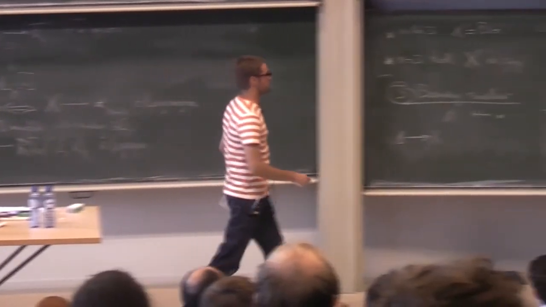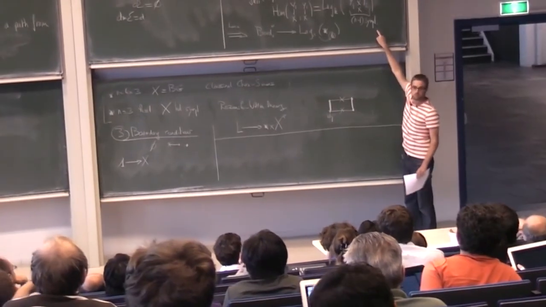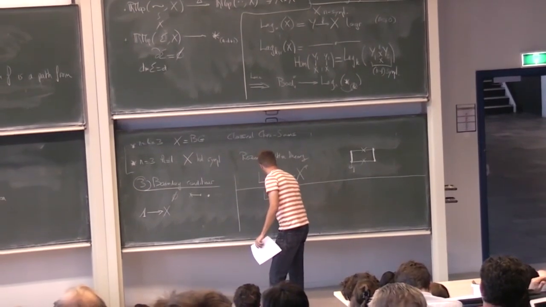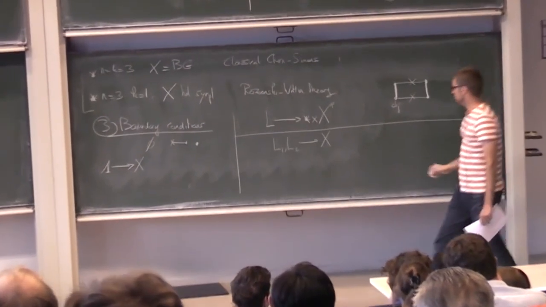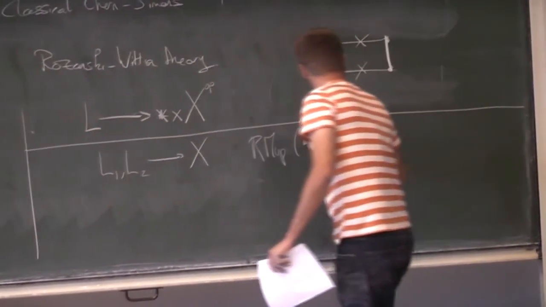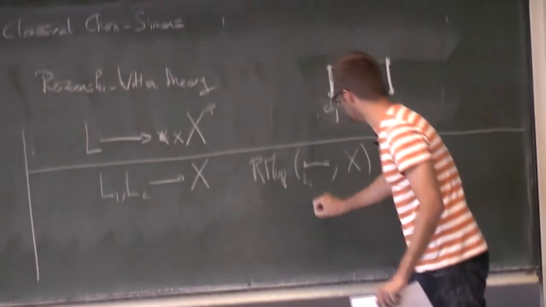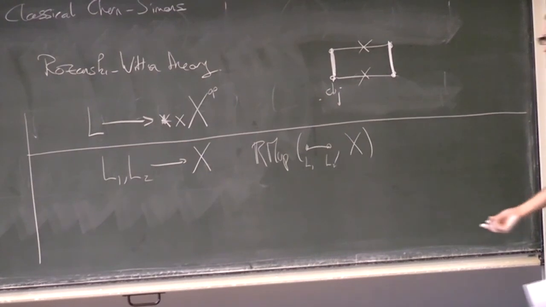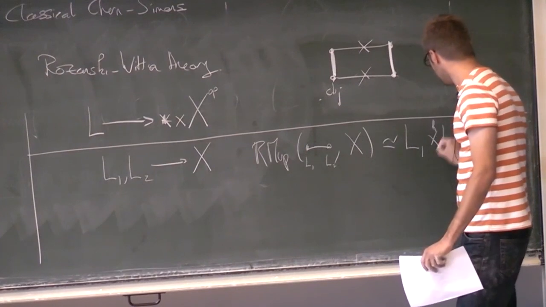Okay, one is why this is n minus 1 symplectic here. So the reason it's n minus 1 symplectic is that if you have two Lagrangian guys on X, you just look at the mapping space from the interval to X, but with specific boundary condition asking that the first point is sent to L1 and the second point to L2. And this is just by definition the homotopy fiber product of L1 and L2 over X.